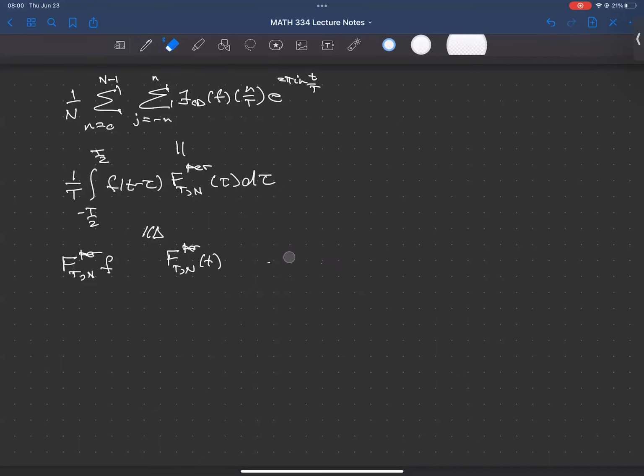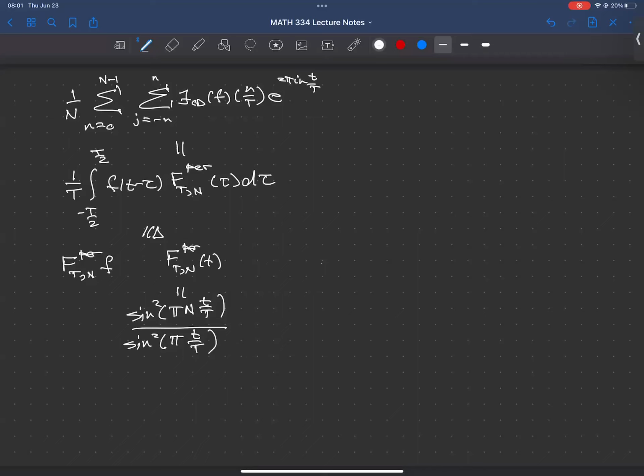Also run out of space. Okay, so sorry, let me try to get that right. So it's sine squared of pi n t over t, like that. Sorry, I was definitely wrong before. And then it's here, it's sine squared of pi t over t. Okay, so I believe that's correct. All right, and so this was the periodic Fourier kernel.